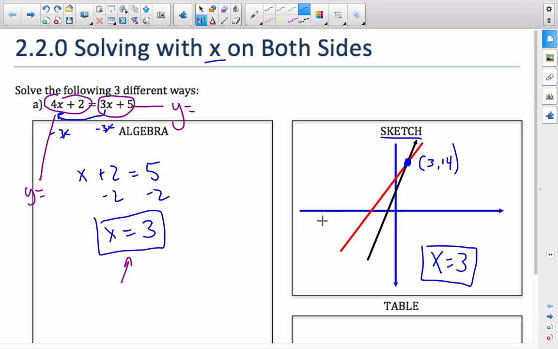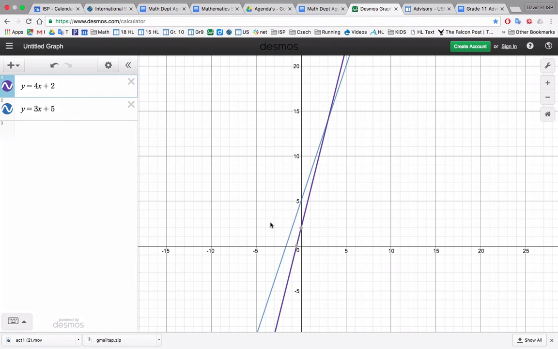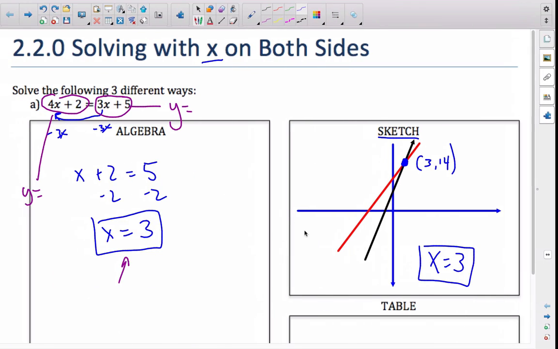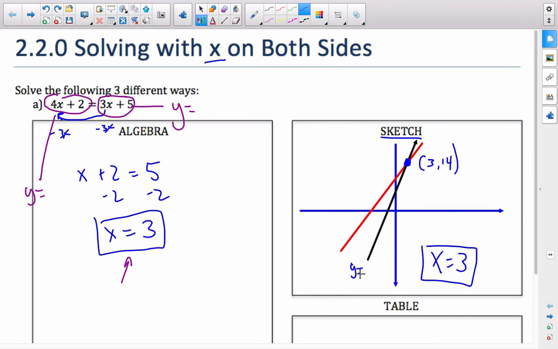And then the one last little detail that I will ask for sometimes is that I'm just going to call this y is equal to 4x plus 2. And this one was y is equal to 3x plus 5. So that if someone looks at this sketch, they know what these lines are talking about. Oh, right. Which is the red one, which is the black one. Right. Okay. So that's good communication.